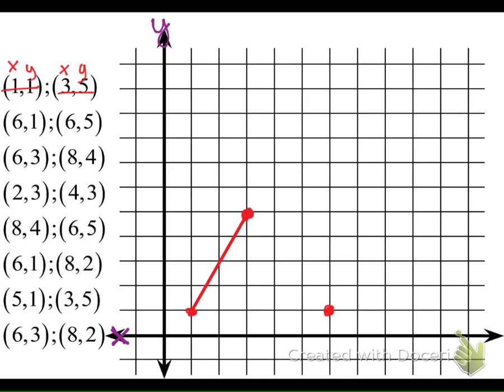Okay, so I'm done with that. Then the next one is going to be 6, 5. Since my 6 is on my x, I know just to come right back here, right? This time I'm going to count up how many? 5. So 1, 2, 3, 4, 5. And what do I do with these two points that I just plotted? Connect them. Using a straight edge. And then I'm going to show that I'm done with that.